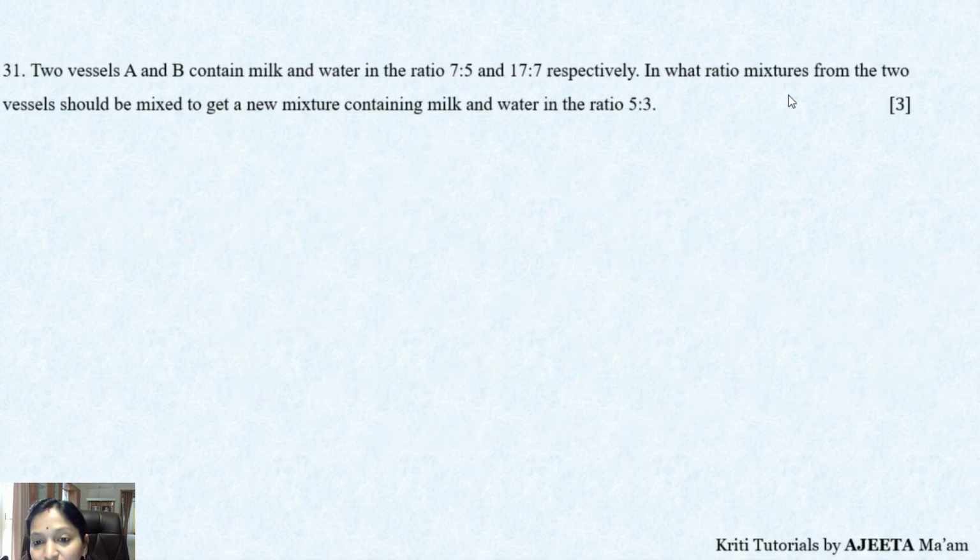Two vessels A and B contain milk and water in the ratio 7:5 and 17:7 respectively. In what ratio should mixtures from the two vessels be mixed to get a new mixture containing milk and water in the ratio 5:3? When we have such questions, either find the ratio for milk or for water. Don't do both together, because you are missing two things. There is mixture in both. So let's take it for milk.